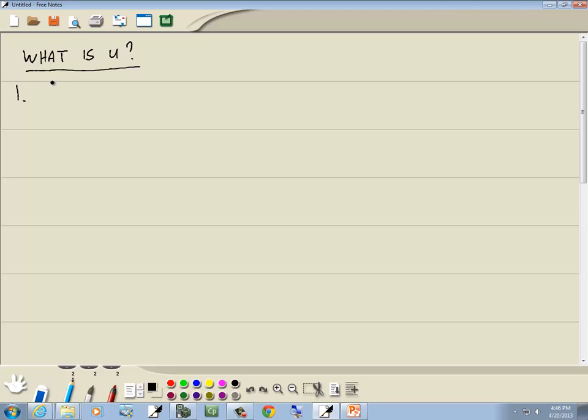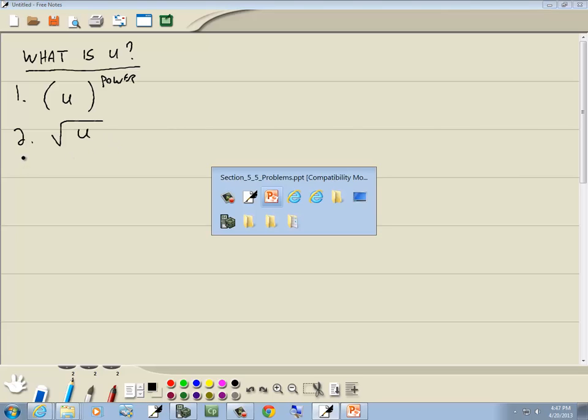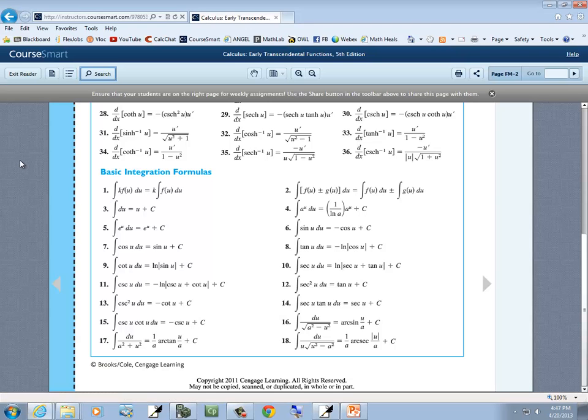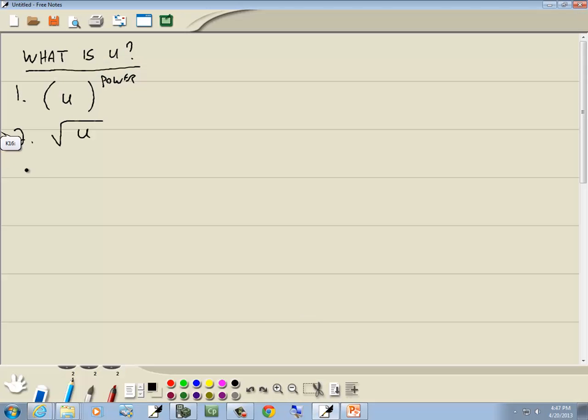Now I'm going to put two of the major ones here. If you have parentheses to a power, then whatever's inside your parentheses is your u. If you have a radical of some sort, then what's inside will be your u. Now beyond that, it goes back to our formulas over here. There's another one not listed here. Actually, let me go ahead and write it down.